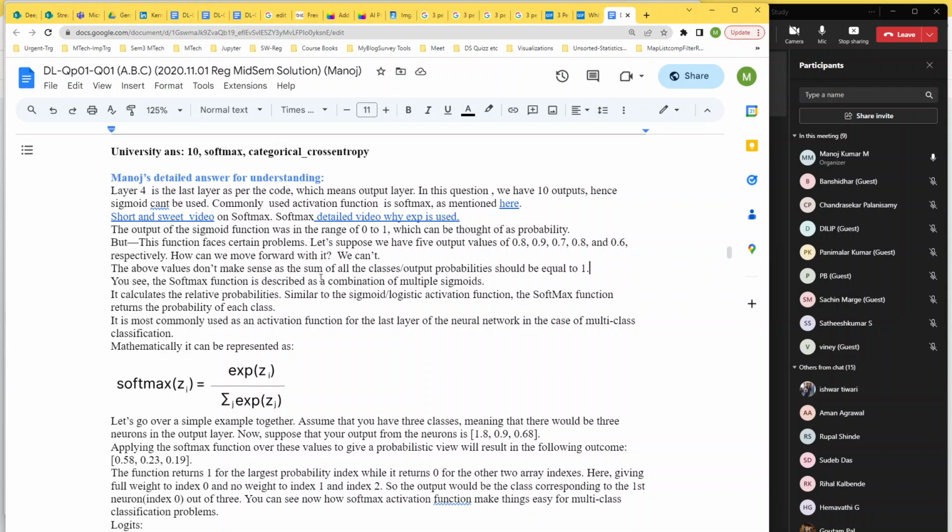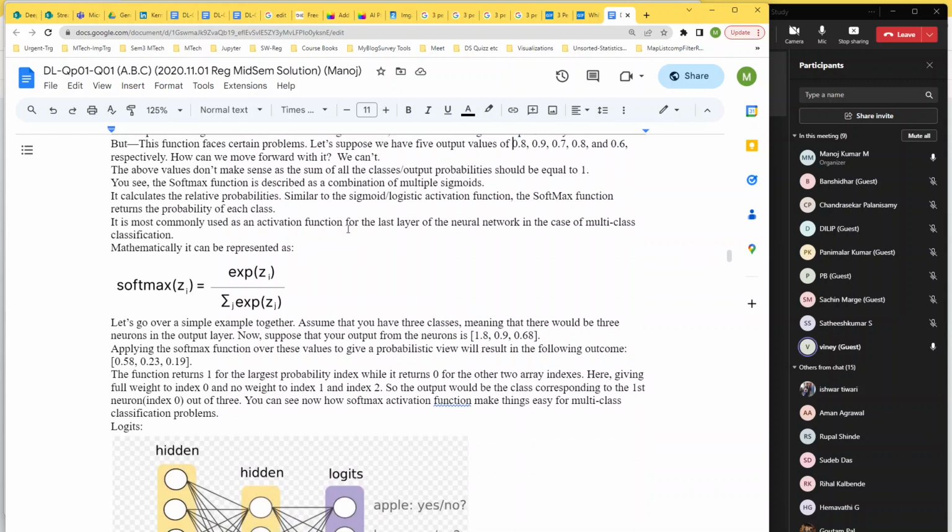The softmax function is described as a combination of multiple sigmoids. It calculates the relative probability, similar to the sigmoid logistic activation. The softmax function returns the probability of each class, with the total probability of 1. The most commonly used activation function for the last layer of a neural network in case of multi-class classification is softmax. Sorry, I said sigmoid. Here we use the exponential of zi divided by the sum of the exponentials of zj.